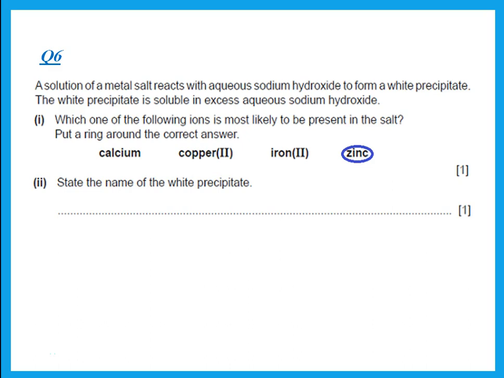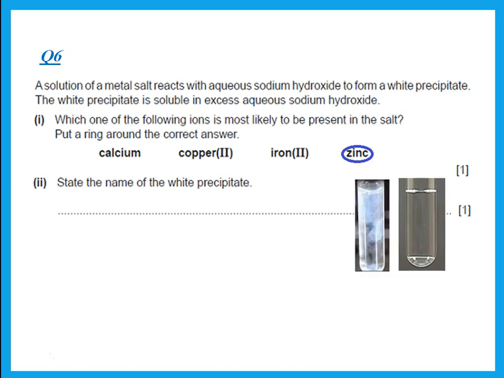Now, if you add zinc something to sodium hydroxide, what should it give you? What would be the name of that white precipitate? It is zinc hydroxide. Okay, so the precipitate that we have forming is zinc hydroxide. When we add zinc ions to sodium hydroxide, we said this is white precipitate soluble in excess, giving colorless solution.